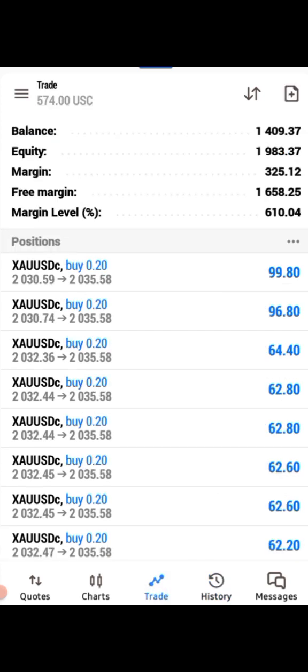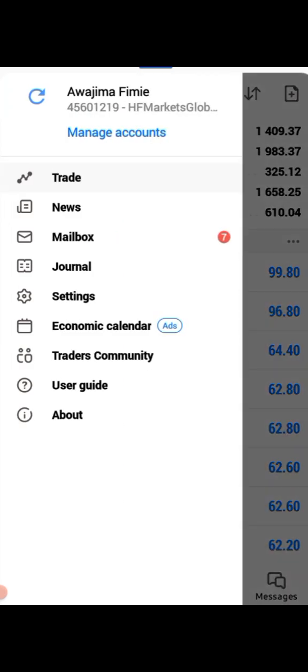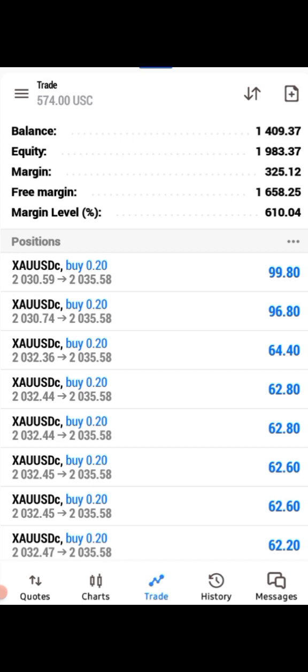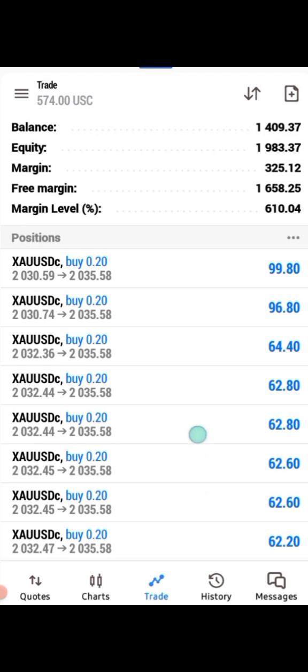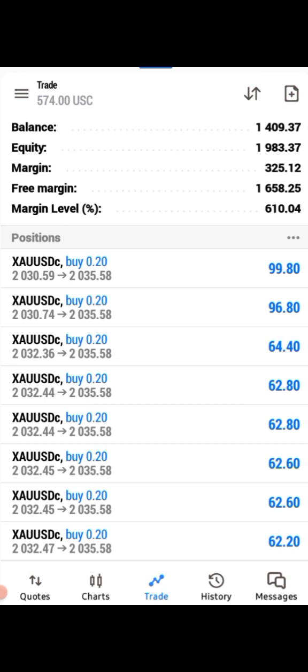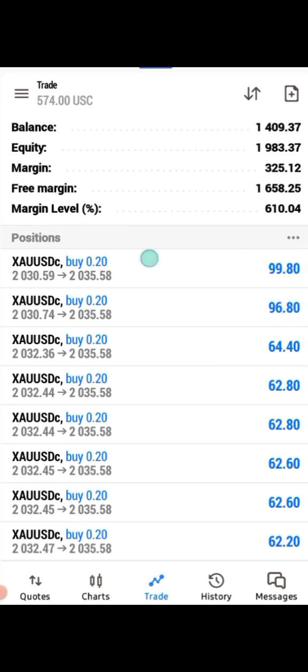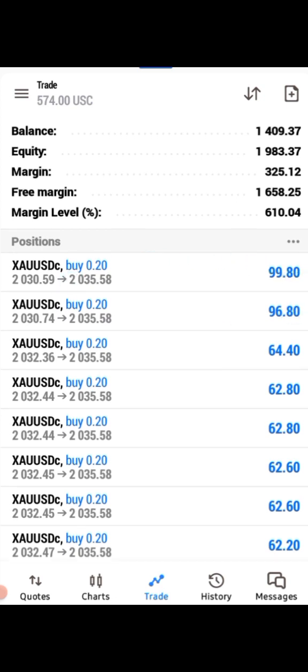$389 right here. This is a live account from HFM. But having held the rest of the trade, you can see that they are all now in profit. They are all in profit. You can see the two at the top here, these other 2 entries, which you are seeing $99, $96.